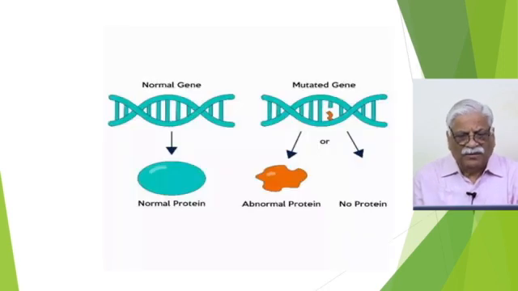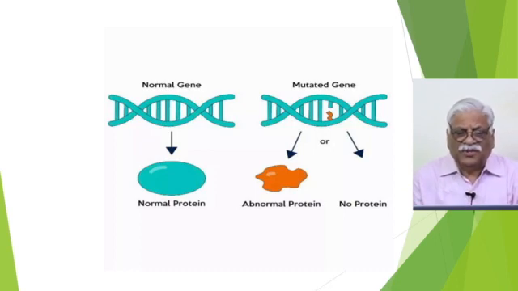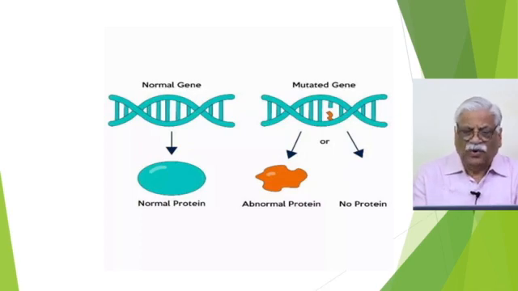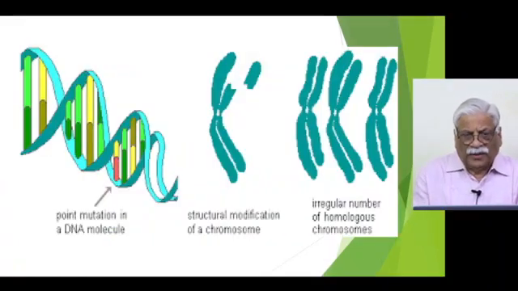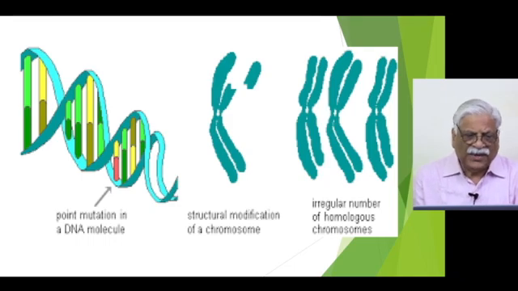Here is a normal gene producing a normal protein, but if there is a mutated gene, meaning if there is an alteration, an insertion, or a deletion, then since the structure of the gene is mutated, an abnormal protein is produced, and if the gene is absent, no protein is produced. Sometimes there is a change in a nucleotide sequence at a single point. Only one nucleotide is changed, and this kind of situation is known as a point mutation.